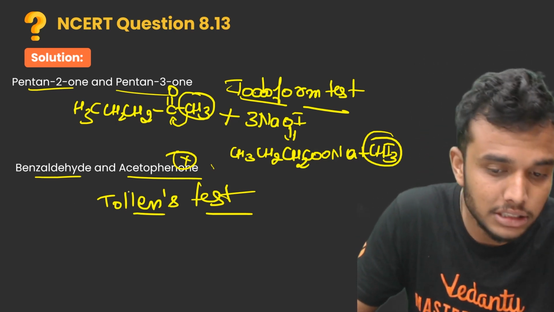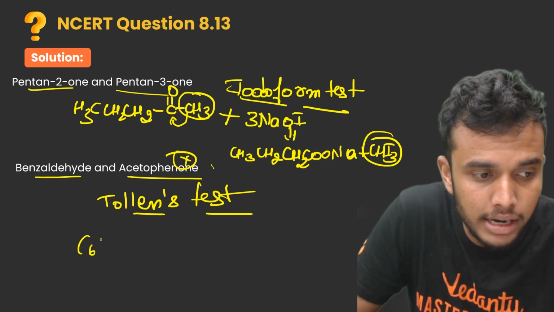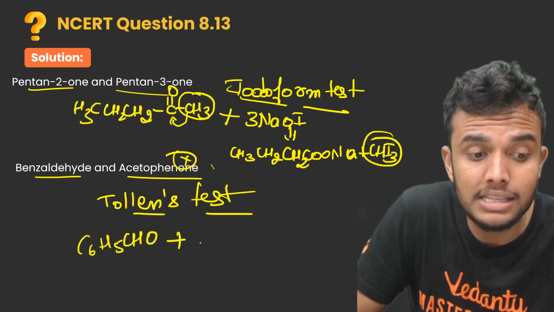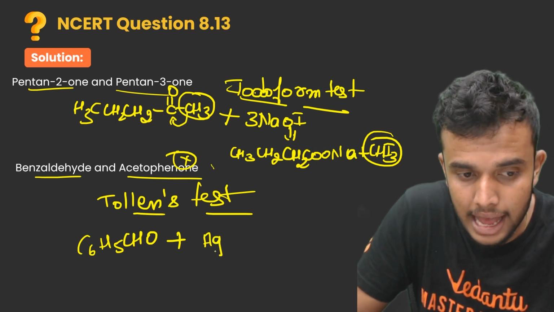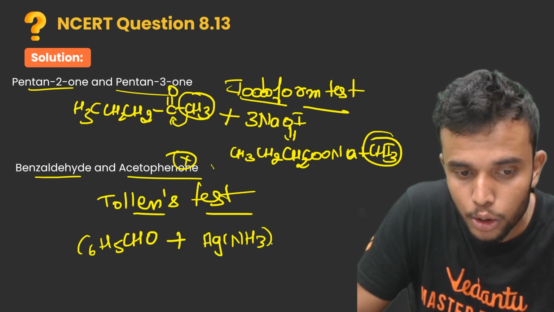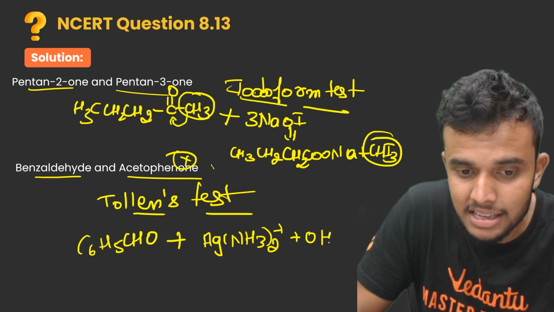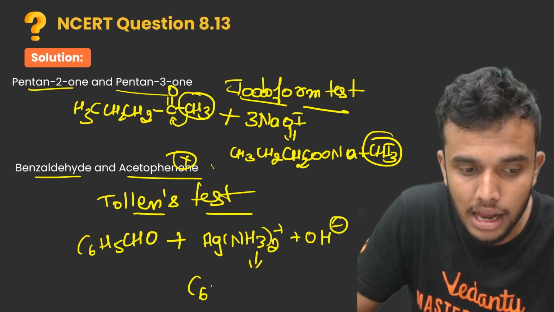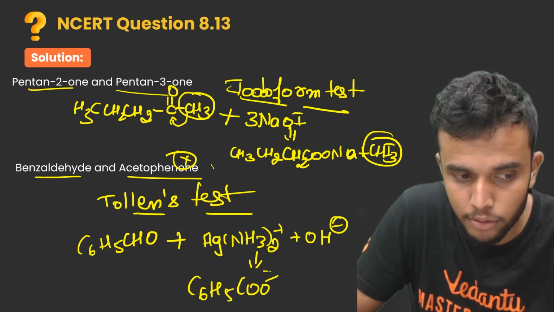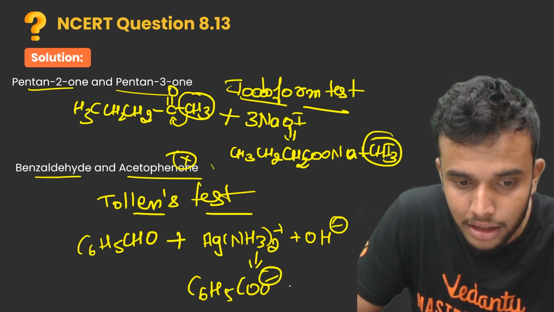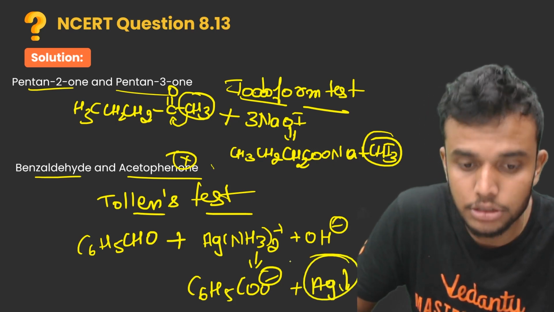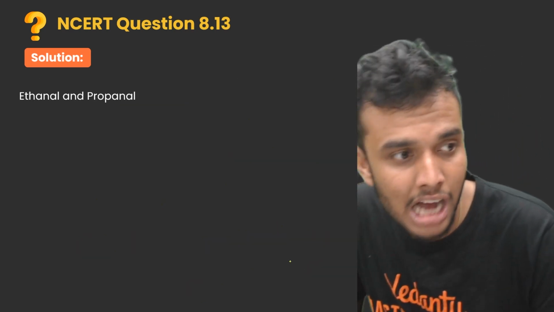What is the structure of benzaldehyde? Benzaldehyde structure is C6H5CHO. It reacts with Tollens reagent. Tollens reagent is nothing but [Ag(NH3)2]+ and OH-. It gives a silver mirror with the liberation of C6H5COO- ion, with the silver mirror being shown.